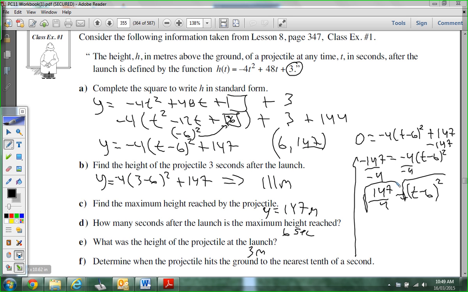Okay, and we get 147 is not a perfect square, so it's going to be plus or minus root 147 over 2, because I can square root 4. So our last step is to add the 6 over. So 6 plus or minus root 147 over 2. The 6 is over 2.